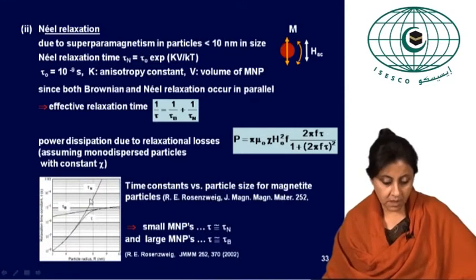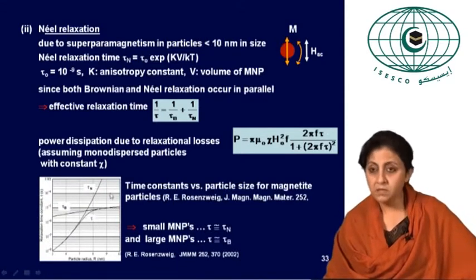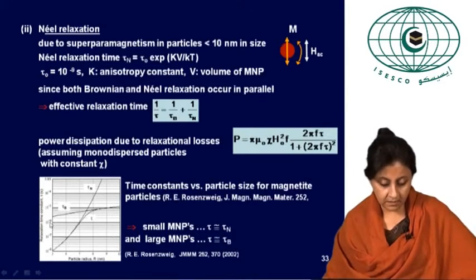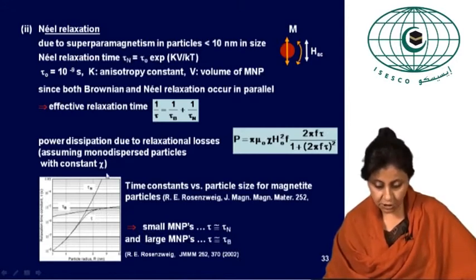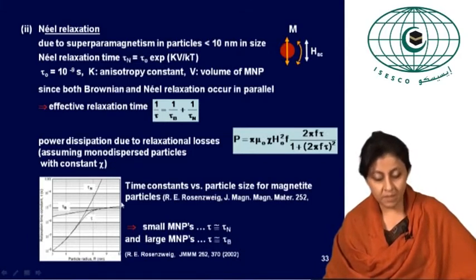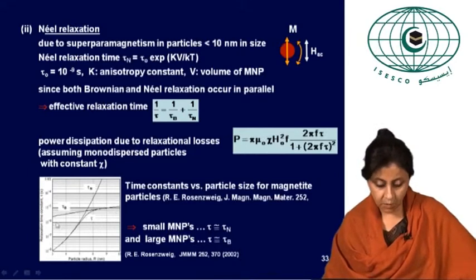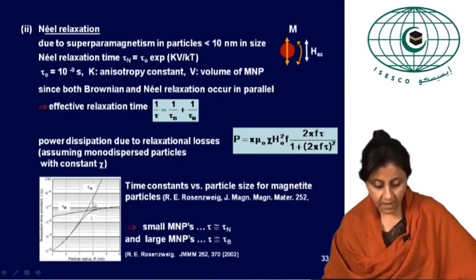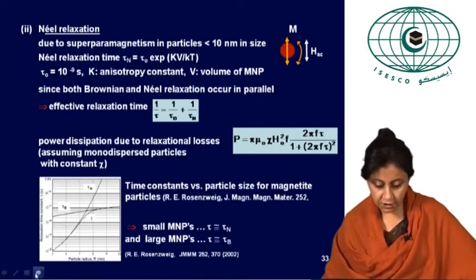This is a graph which shows how the relaxation times vary with particle diameters. The Brownian relaxation time is a very slowly varying function of particle diameter, while the Néel relaxation time varies quite rapidly with particle diameter. So at large particle sizes we can see that Brownian relaxation dominates, and at small or intermediate particle sizes we will have Néel relaxation dominating.